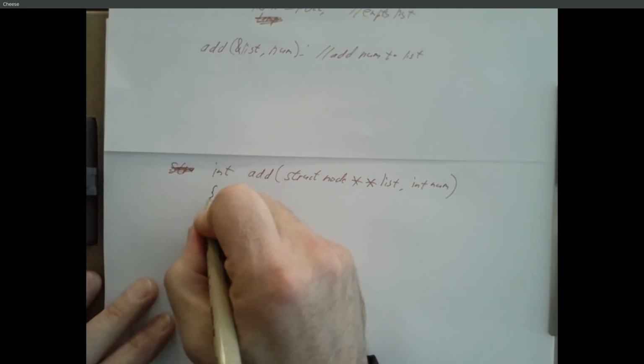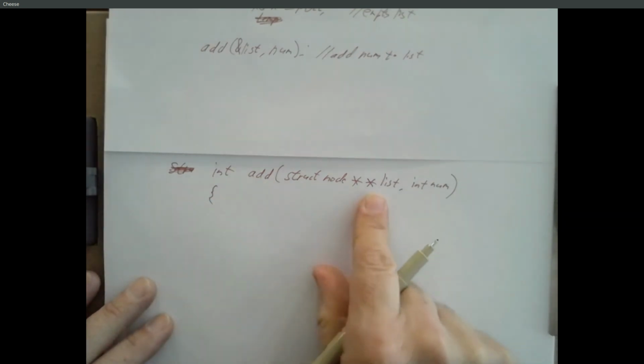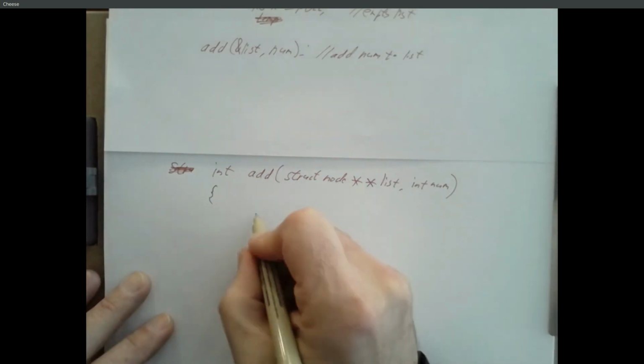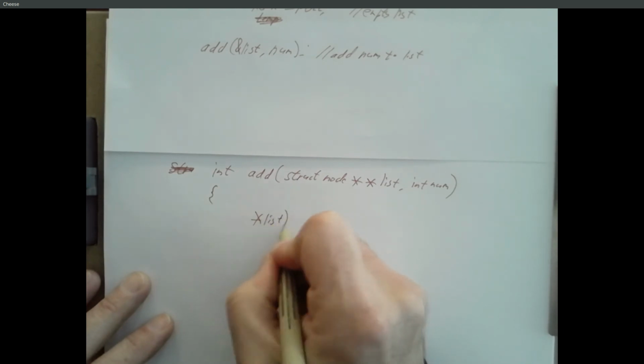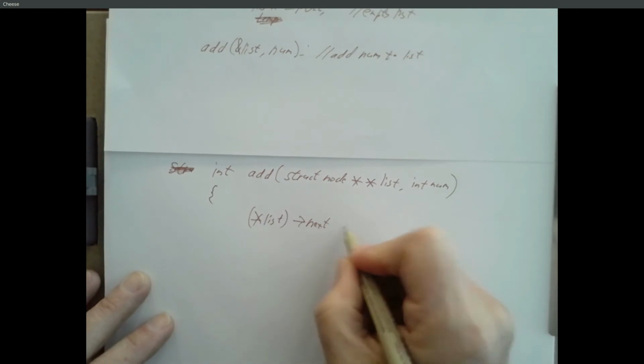That's no fun. And then inside my add function, if I want to pull off a piece of this list, it's going to be something like star list, the thing it points to, arrow next, and so on. And that's no fun. And this just gets really kind of cumbersome.